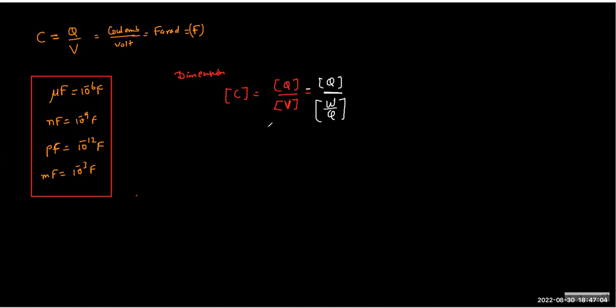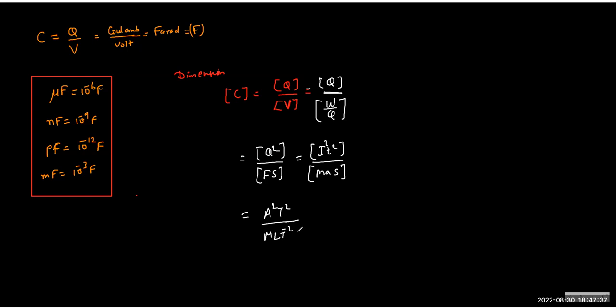Yes. Once we convert into something familiar, it's easy. And work is force into displacement. The easy way to get it: charge is current into time. Force is mass into acceleration. S is the displacement. So we have to be careful what we mean by this. Now we can write ampere square T square. Mass is capital M, acceleration is L T minus 2, meter per second square, and the displacement is L again.